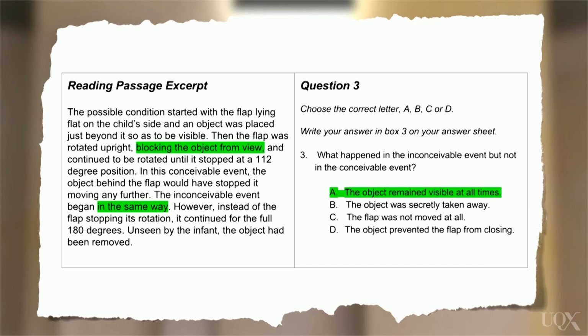Now if you have some time, it's a good idea at this point to quickly check the other options and make sure that they're wrong. For example, if we look at option A, it says that the object remained visible at all times. But if we look at the text, it says that at one point the flap was blocking the object from view in both the conceivable and inconceivable events. So that means that A can't be right because the object was not visible at all times. We could check the other options in the same way. Then we can be sure that the answer is B, and we can write this letter on the answer sheet.